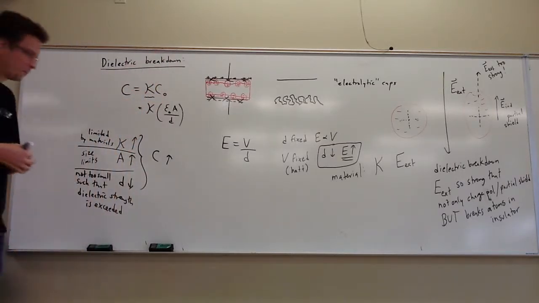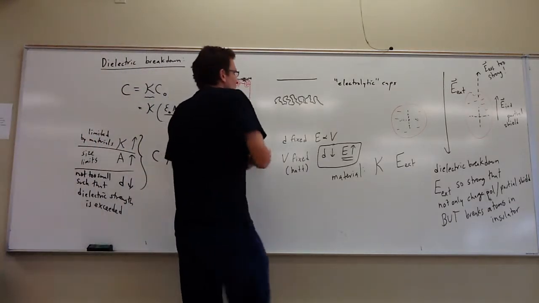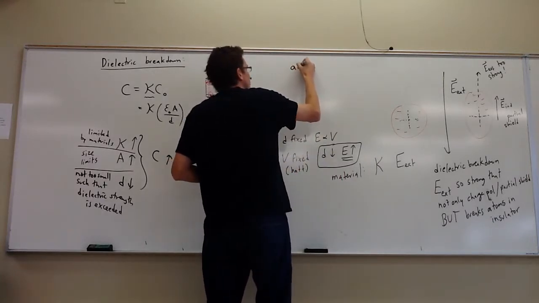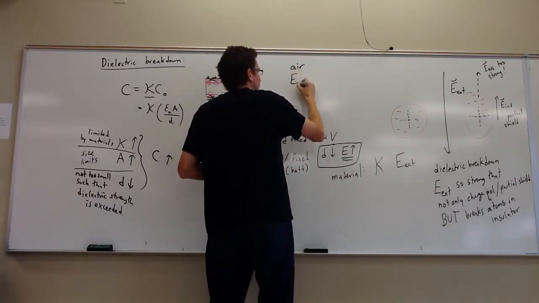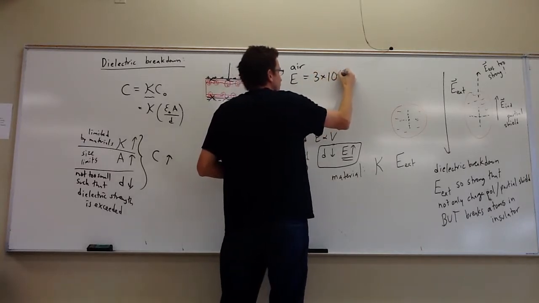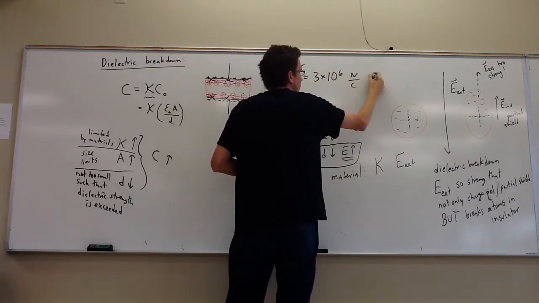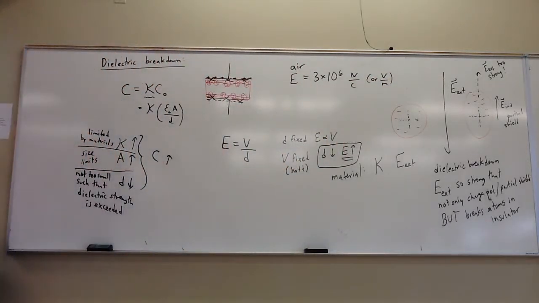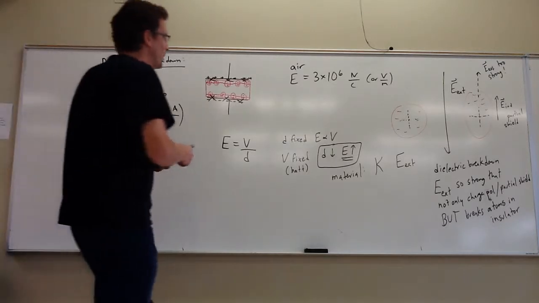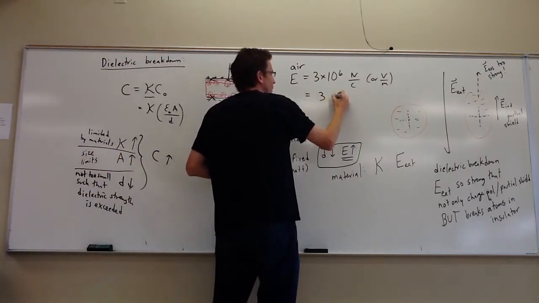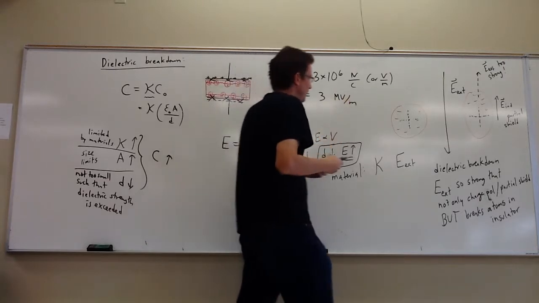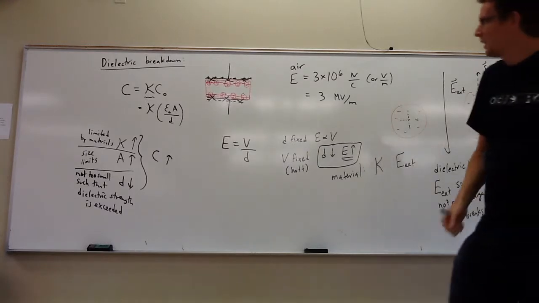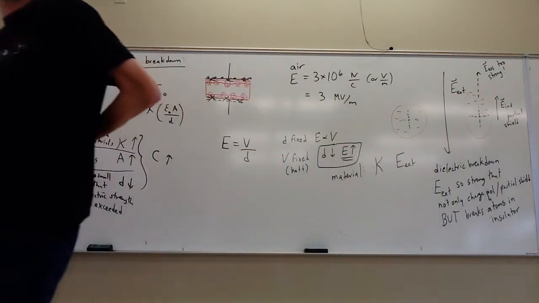So to give you an example, one of the most common types of dielectric to look at is air, right? For air, just to give you an idea, the dielectric strength is 3 times 10 to the 6 newtons per coulomb, or equivalently, as we learned, volts per meter. So you might see this written as 3 megavolts per meter, right? Mega is 10 to the 6th. If you apply an electric field greater than that to air, you'll tear it apart.